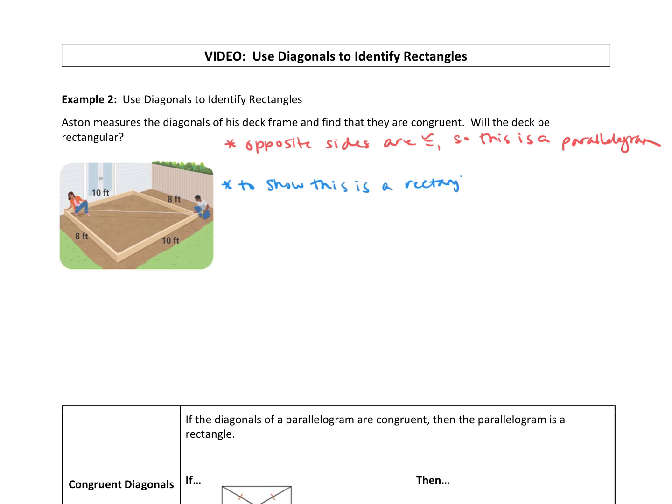So it's helpful to write some of this down just so when you go back and look at your notes, you can see what we were doing. So that's what some of these side notes are for. To show this is a rectangle, we're going to show that the angles are right angles.